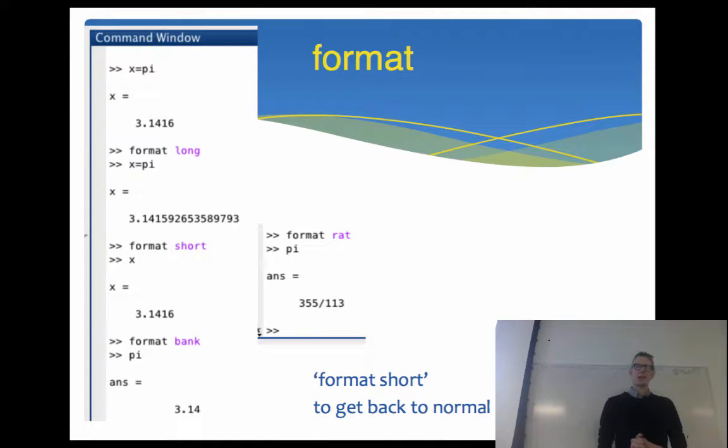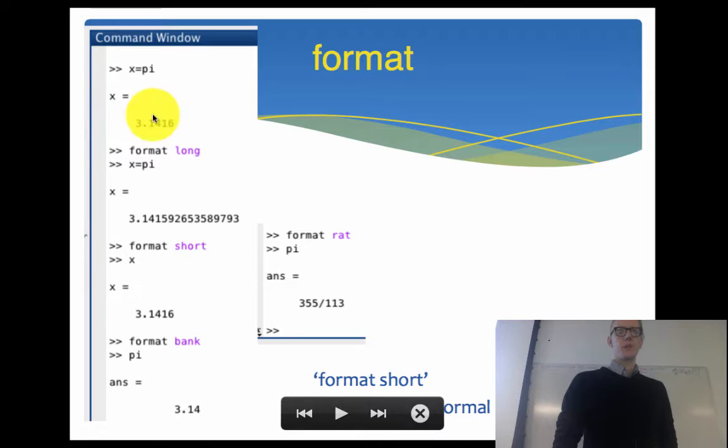So the format command is useful when you're working with numbers and you're finding that it's giving you too much precision or too little precision, or you just generally want to display your numbers in a different way. So if I'm working with MATLAB by default and I check the value of pi, you probably see something that looks like this. If I type x equals pi, I didn't put a semicolon at the end of my line, so it's showing me what value x has, and it's giving me pi to a few decimal places.